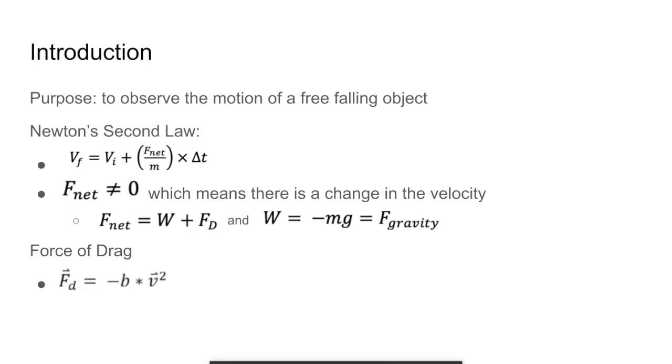To understand this motion, we will be using Newton's second law, and we know that there is not a constant velocity with a free-falling object, which leads us to the statement that the net force does not equal zero because there is a change in the velocity. The net force in the y direction is equal to the force of gravity plus the force of drag. The force of drag equation is when drag is proportional to velocity squared.